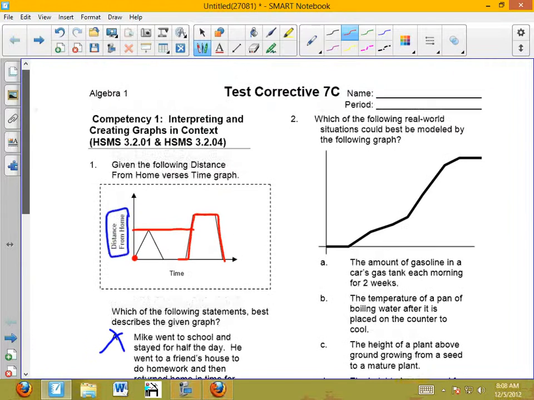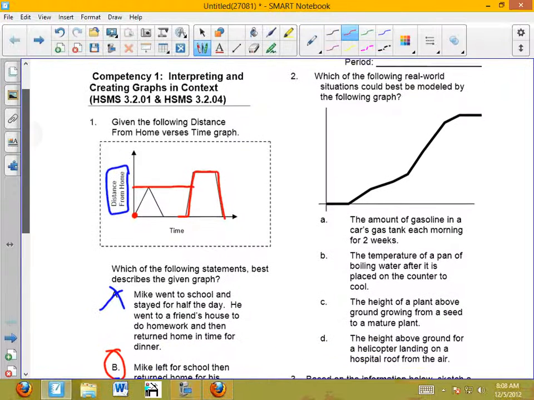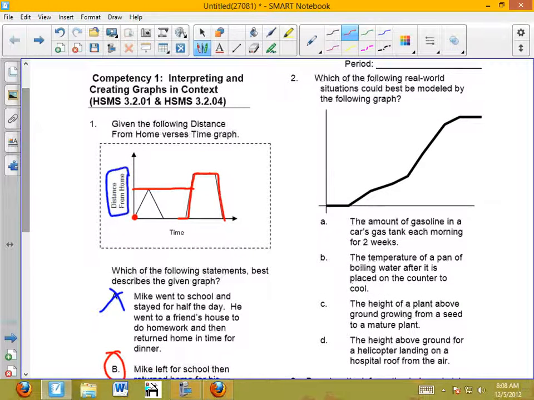Okay? Number 2. Which of the following real-world situations could best be modeled by the following graph? What do we have? We have somebody staying somewhere, going somewhere, slowing down, going somewhere else, slowing down, then staying somewhere. The amount of gasoline in the car's gas tank each morning for 2 weeks. Now, I don't know about you, but the amount of gasoline in the car's gas tank is going to go down, then it's going to get filled up, then it's going to go down. Okay? So that is completely wrong.